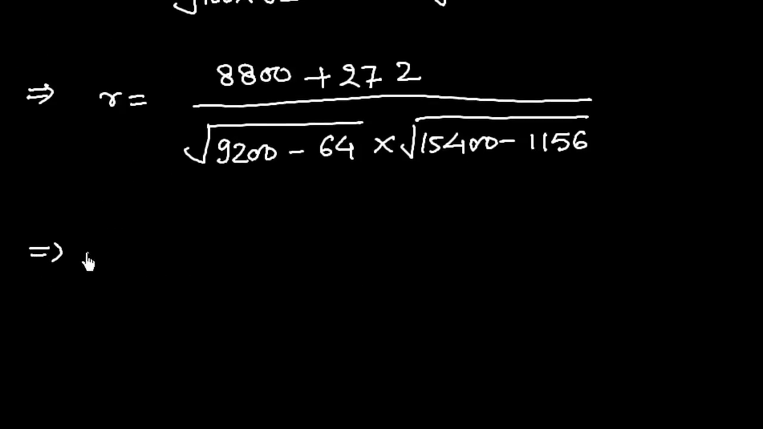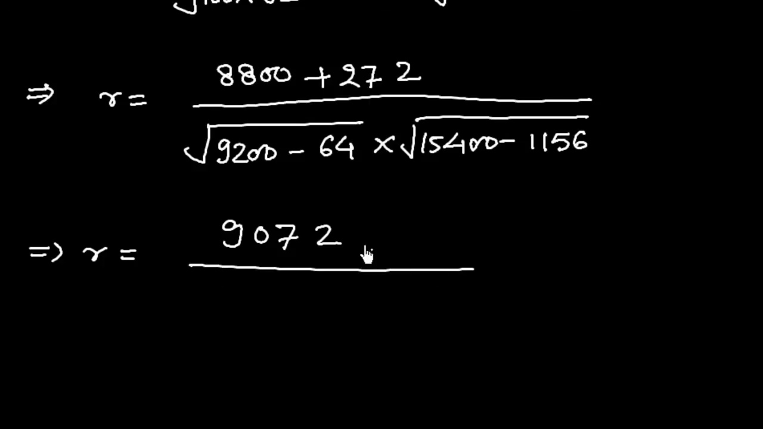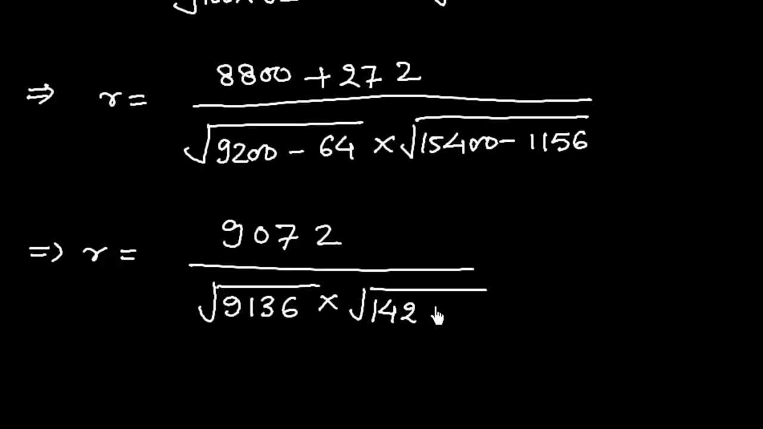Now r is equal to, if we add it, we get 9072. 8800 plus 272, we get 9072, and 9200 minus 64, we get here 9136, square root of 9136. If we subtract 1156 from 15400, we get here 14244.